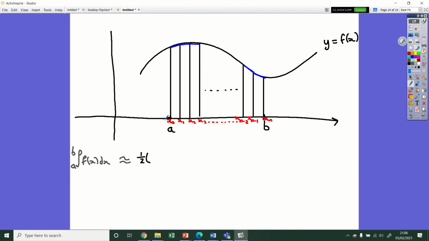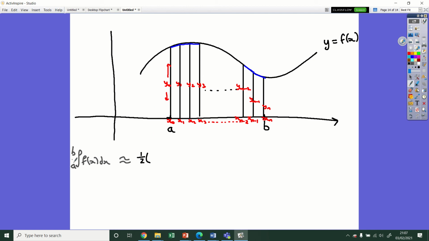Okay, now those are the x values. The heights of these bars are the corresponding y values. So the heights are going to be y0, y1, y2, y3, all the way up to yn minus 2, yn minus 1, and yn. Okay, so that's what represents these heights. Now I can fill this sum in.